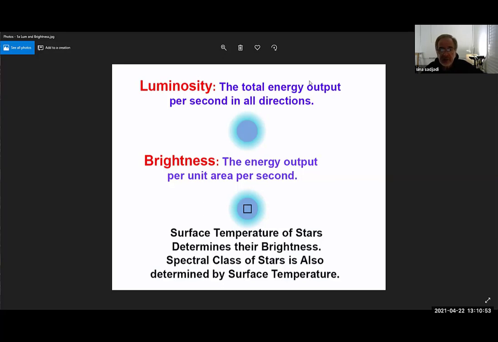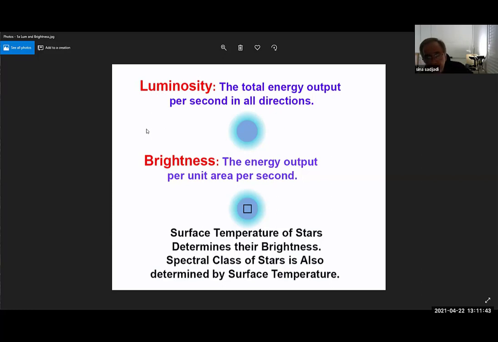All right, so two things we have to know for sure. One is called luminosity, the total energy output per second in all directions. Look at the sun. The sun is a sphere, right? There's light coming towards us, light moving away from us, light going to the sides, light going this way. If you had a special magical net and put it over the sun, you could measure how many photons are coming out every second. That's the luminosity of the sun. The luminosity of this flashlight is how much light is coming out of it every second.